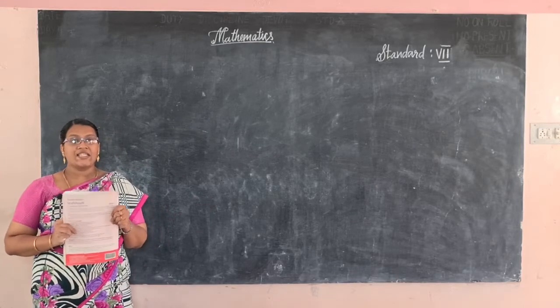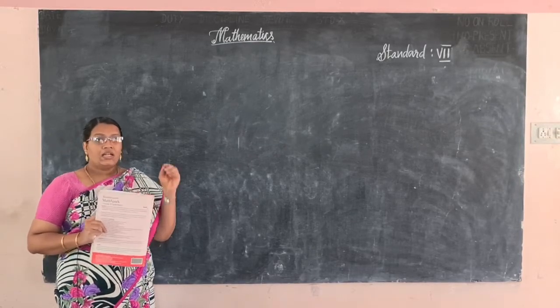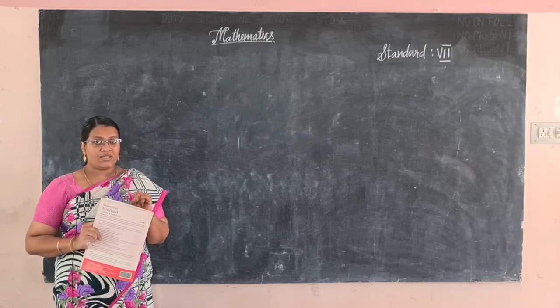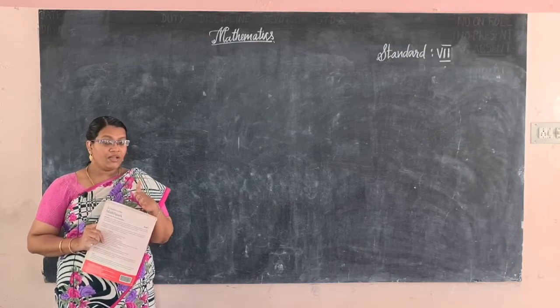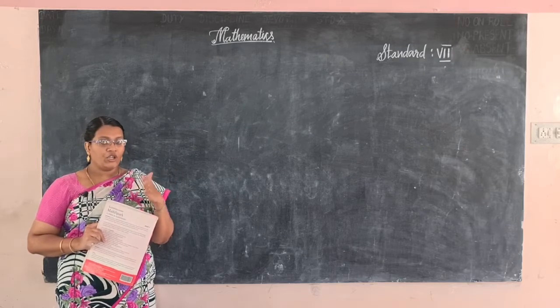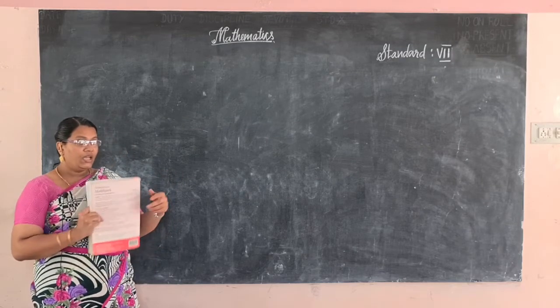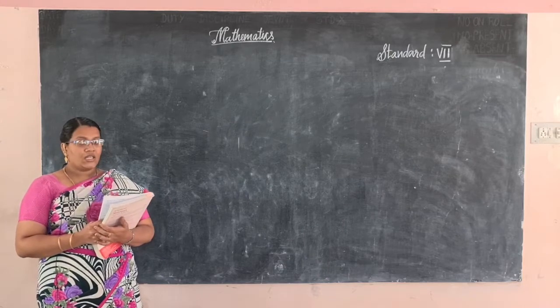In the previous class we learned about rational numbers as decimals and another concept, the conversion of non-terminating and repeating numbers. I hope you understood the concept. If you have any doubt, you can ask me.